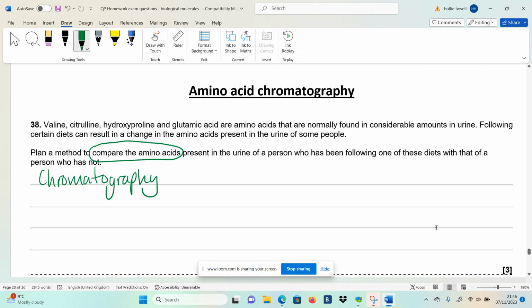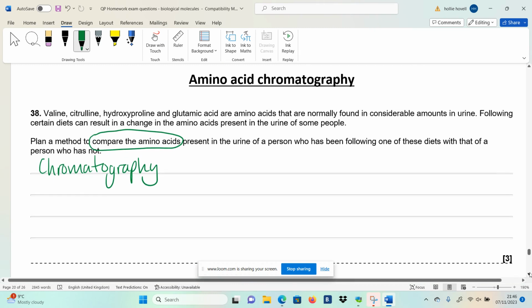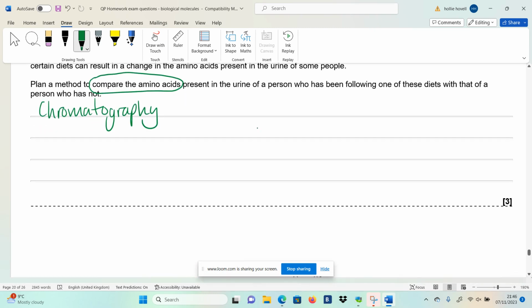Remember that you can use diagrams, you can draw little pictures if you want to. So I'm going to draw a little picture here of what it's going to look like as well. So if we draw a pencil line along the bottom here, and we're going to put little samples of our various different amino acids along the bottom. If you manage to separate out your amino acids, you could put one on each dot. If you haven't separated out the amino acids, you could just put the urine of each person on each dot.